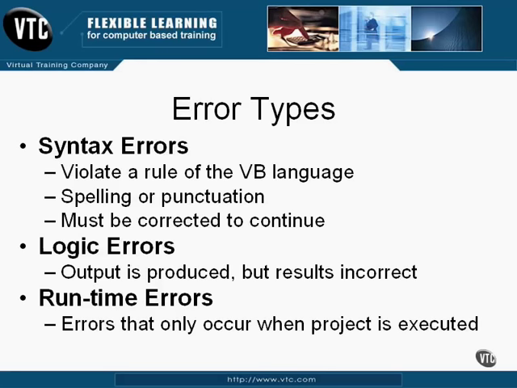Logic errors are more difficult to spot. That is because output is being produced, but the results are not correct. It is up to you as the programmer to carefully check the output of your program to make sure that it is producing the correct and desired results. Runtime errors are errors that only occur while the project is being executed. An example of this type of error may be when you're trying to access a file and the wrong file name is provided, or perhaps the file is not available. That is considered a runtime error.